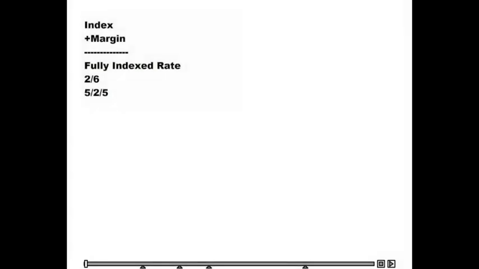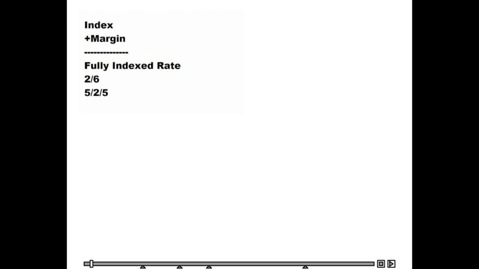In this course, we're going to discuss the mechanics of how an adjustable rate mortgage actually adjusts over the life of the loan. The rate on an adjustable rate mortgage is controlled by this formula right here. The index plus the margin equals the fully indexed rate.